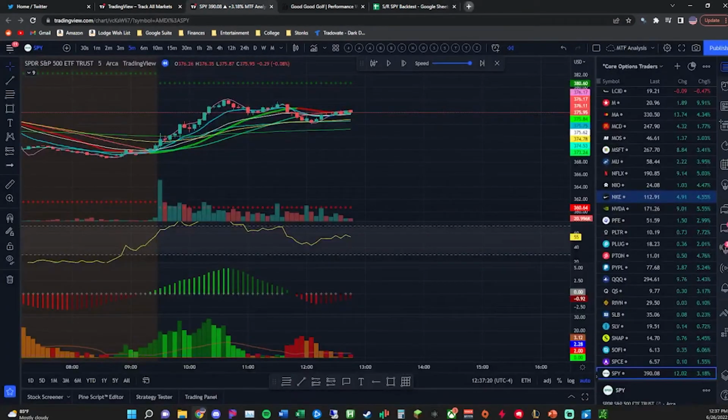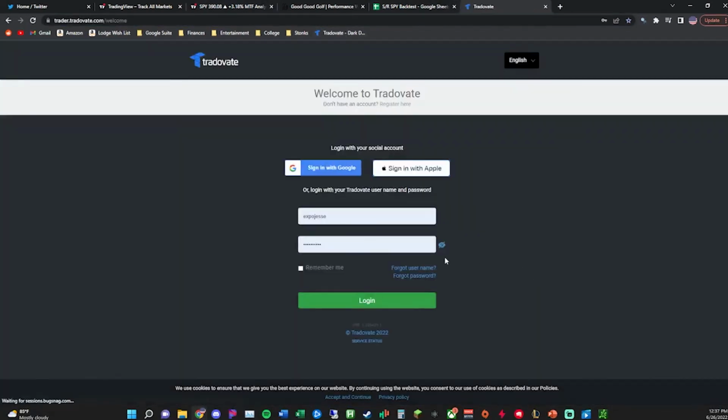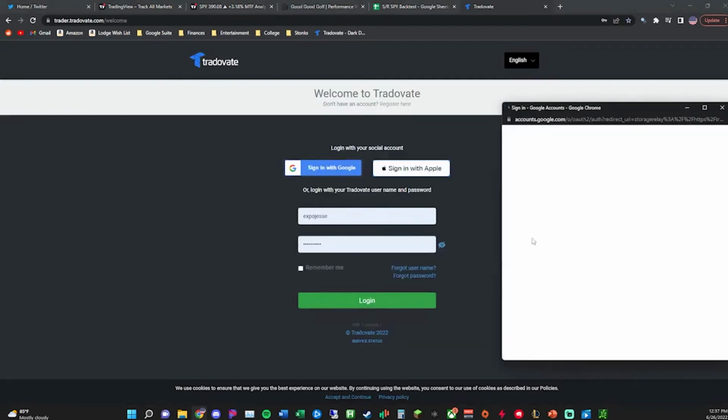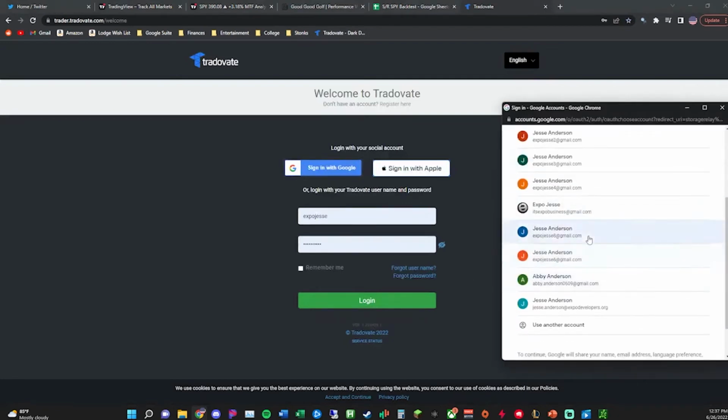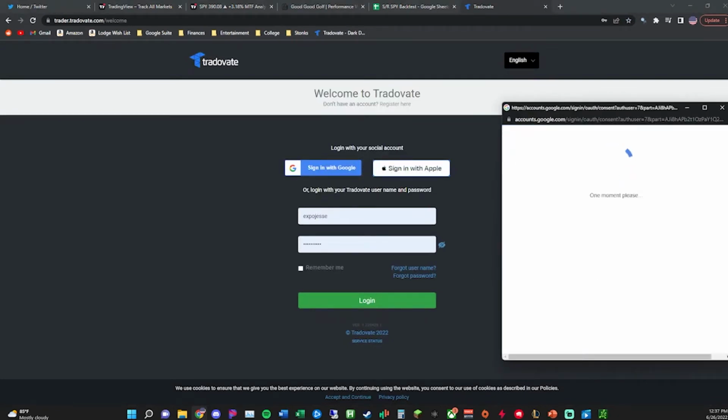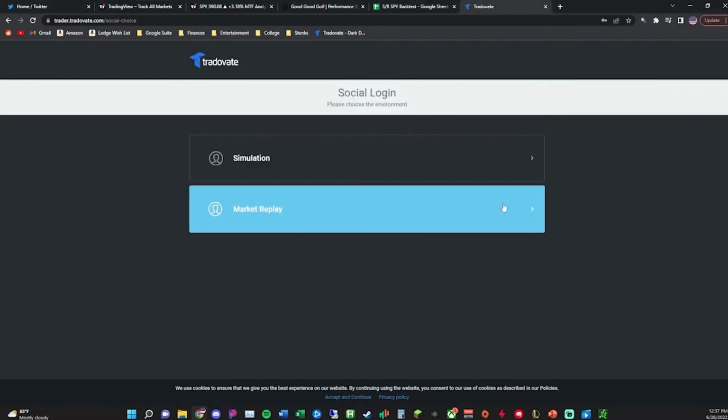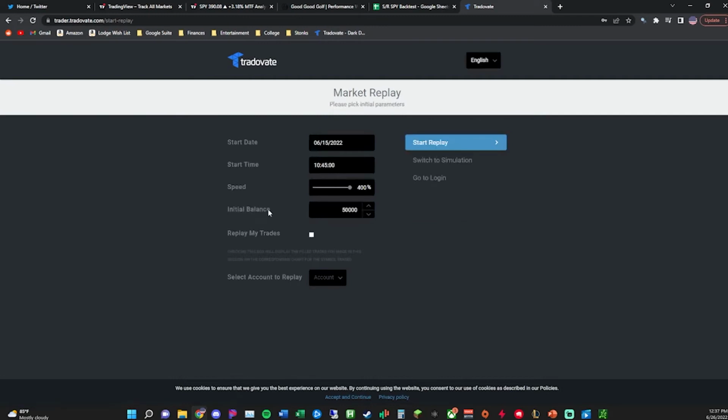So for futures, we'll go to Tradovate here. Log in to a demo, and we'll do market replay. Especially during the weekend, for people who are finding out what system they like to use or how to trade futures, you can backtest anytime. Well, that's not true. You can backtest the last week of data on Tradovate for free.